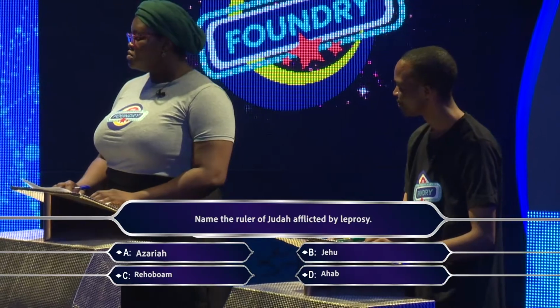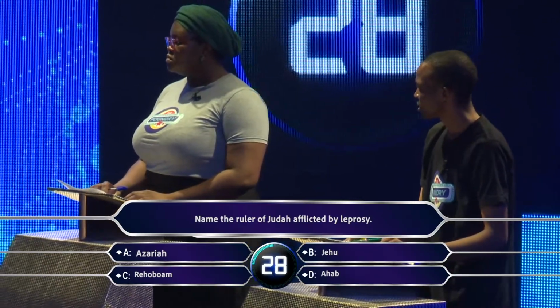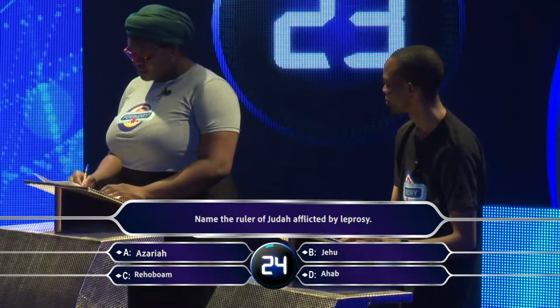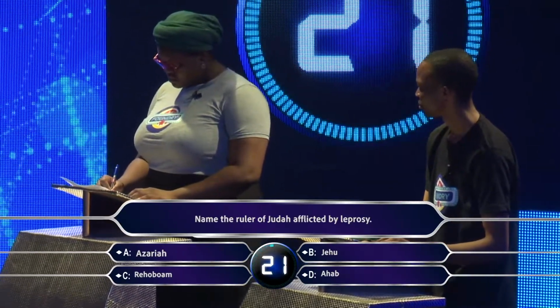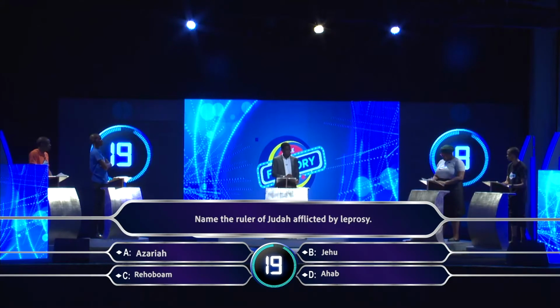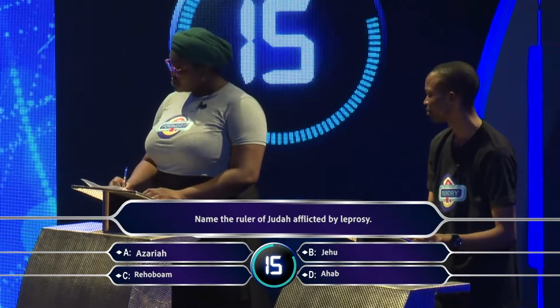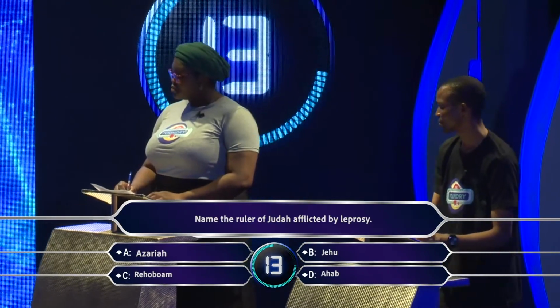D, Ahab. Come again, sir. Name the ruler of Judah afflicted by leprosy. A, Azariah. B, Jehu. C, Rehoboam. D, Ahab. Rehoboam. Incorrect.